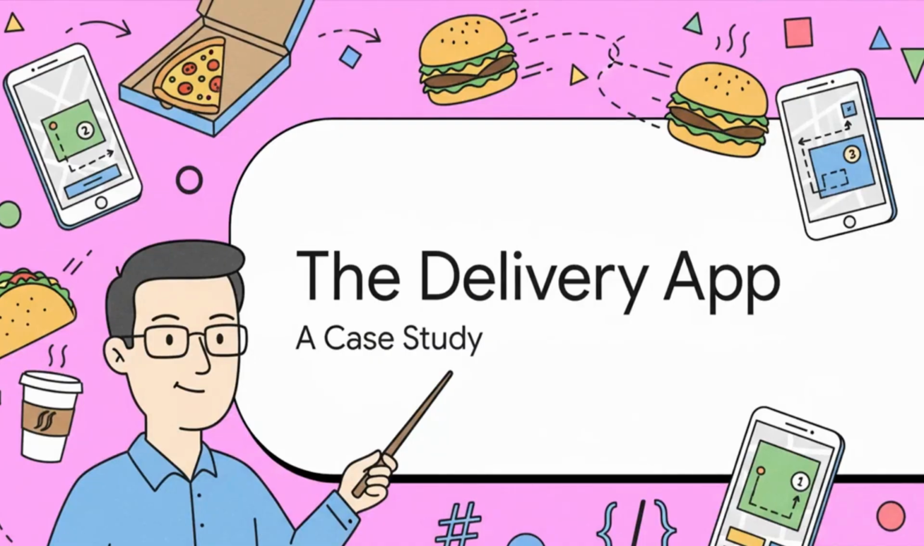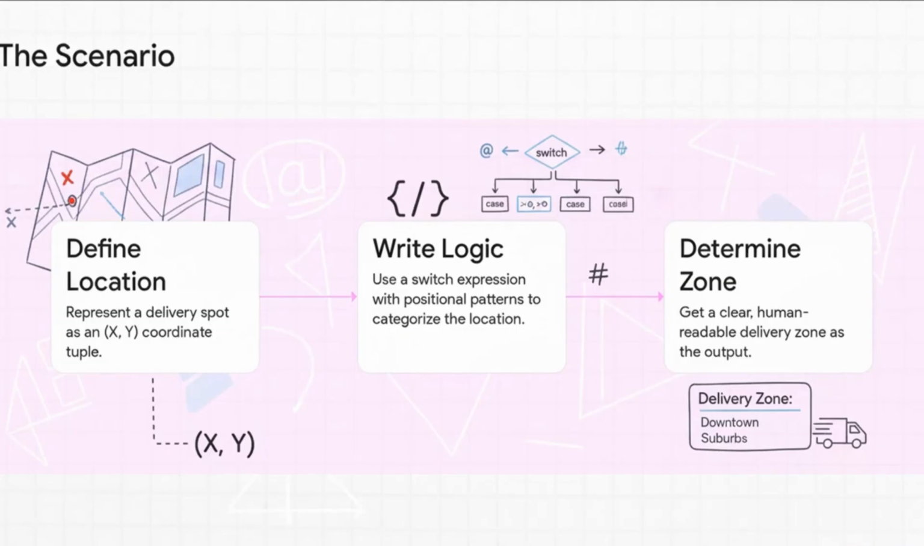All right, theory is great, but let's see this thing in action. Nothing makes a concept stick like a real-world example. So we're going to build a super simple zone calculator for a delivery app. This is where it's all going to click. Here's the game plan. First, we'll define a location using a simple XY coordinate tuple. Nice and easy. Then, we'll write the main logic using a switch expression to figure out which zone that location belongs to. And finally, our goal is to get a simple, human-readable string back, telling us the delivery zone.